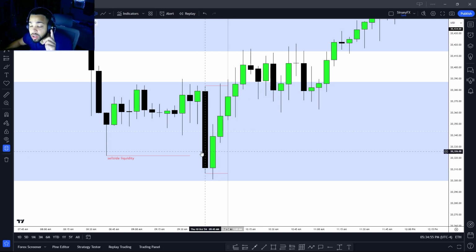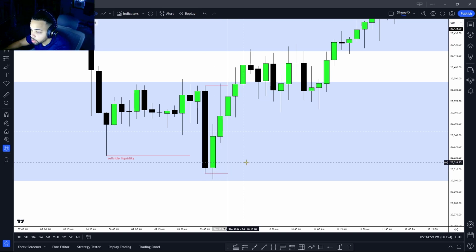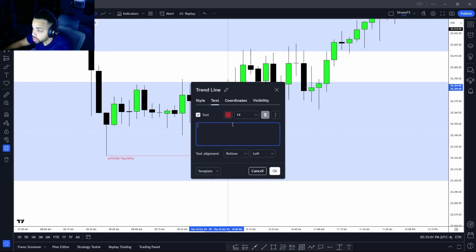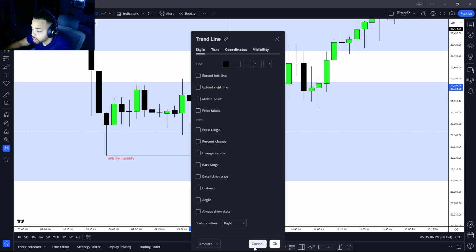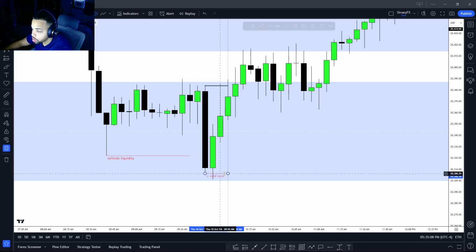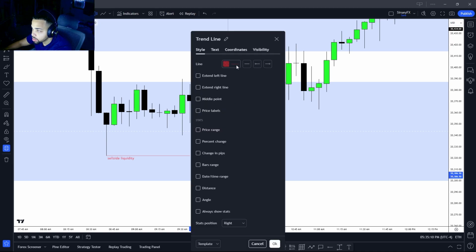So let's look a little further on how that looks like on the smaller time frames. All right. So I'm going to leave these two lines here. Let's make them bold and black. I'm going to do that.